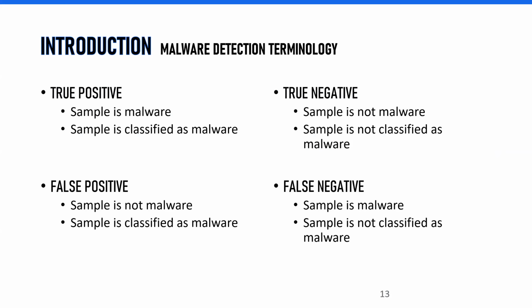The last thing you need to know is classification terminology for malware detection. A true positive is where a sample is malware and is classified as malware, and a true negative is where a sample is not malware and it's not classified as malware. Those are the ideal situation. We always desire to have those happen, but occasionally in research, we do get a lot of false positives, where a sample is not malware, but it does something to make it classified as malware, and false negatives. This is generally the worst kind, where a sample is malware, but it's not classified as malware.